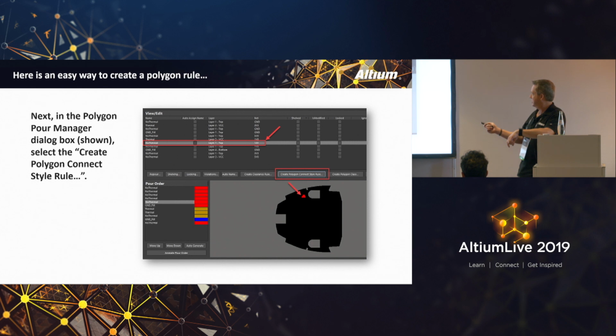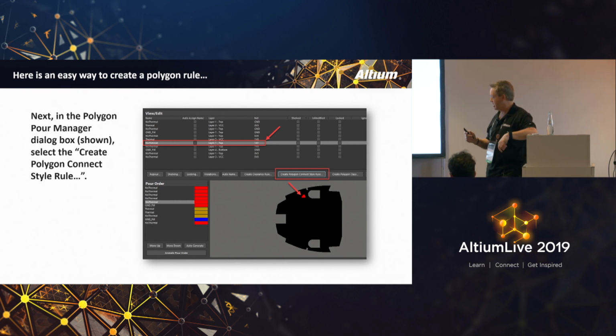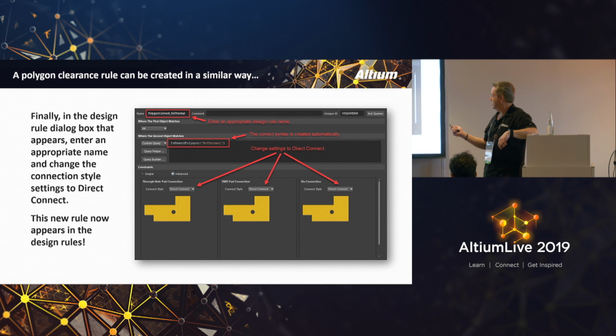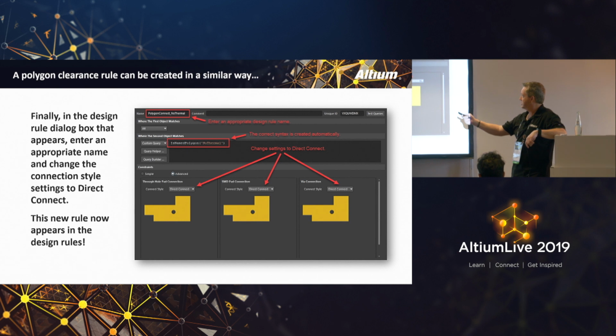in this case, it's highlighting that one that I just showed you in the previous screen. Now I click this button that says Create a Polygon Connect Style Rule for a polygon that's named no thermal. And we go back, it creates this design rule that I just showed you. It automatically put the syntax in there for me, no worries. I put the name, a descriptive name in here, and then tell it I want all of these direct connect.